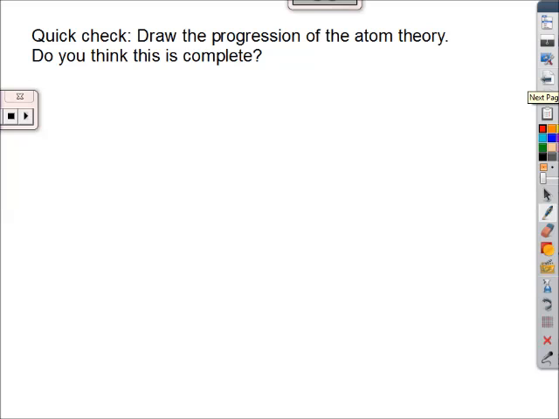So tomorrow in class we'll watch a couple of these videos and a couple little demonstrations, and then we're going to try to draw the progression of this atomic theory and see if you understand what happened in each of these phases of the theory.